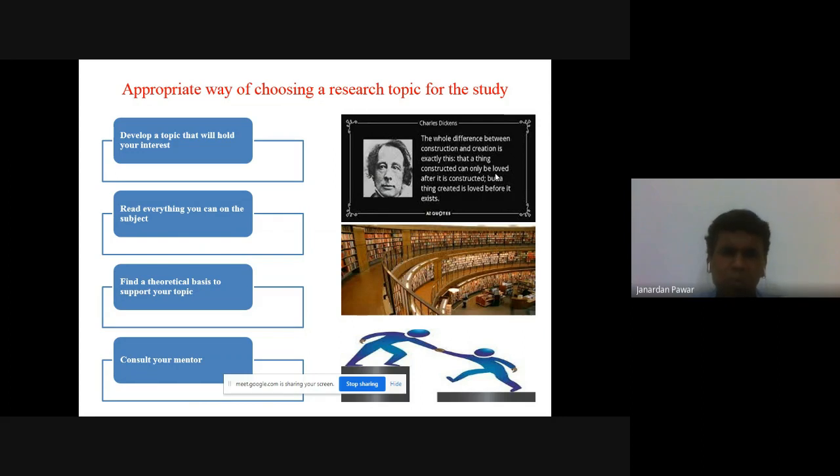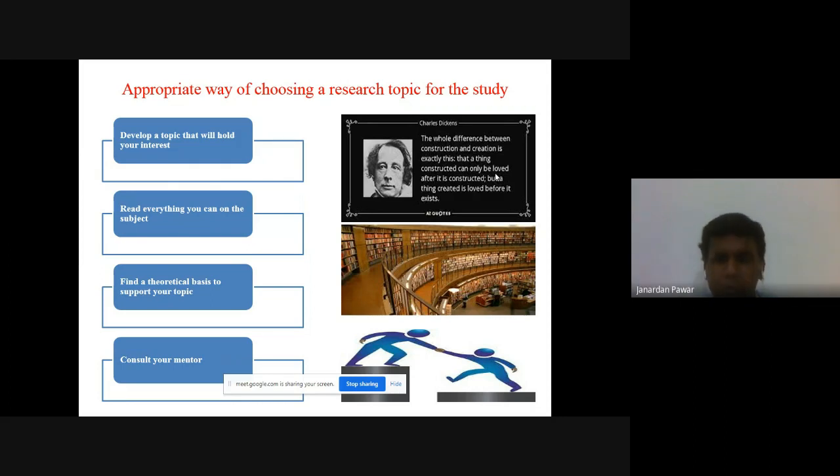Just search somewhere. You can search it on Google. You can search that particular thing. You can search for books also, journals also, magazines also. You may get some knowledge and your concepts will be clear. This is what, start reading about your interested area. Then find a theoretical basis to support your topic. As I told you, when you start reading, you get a theoretical base.